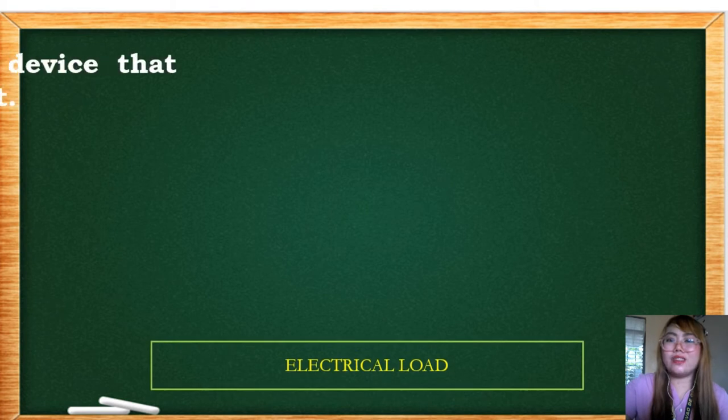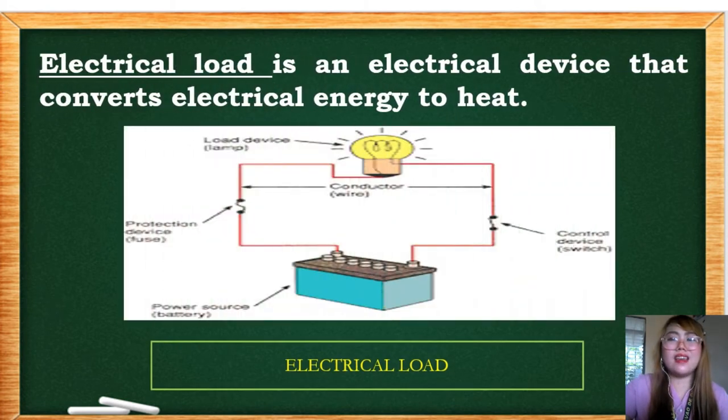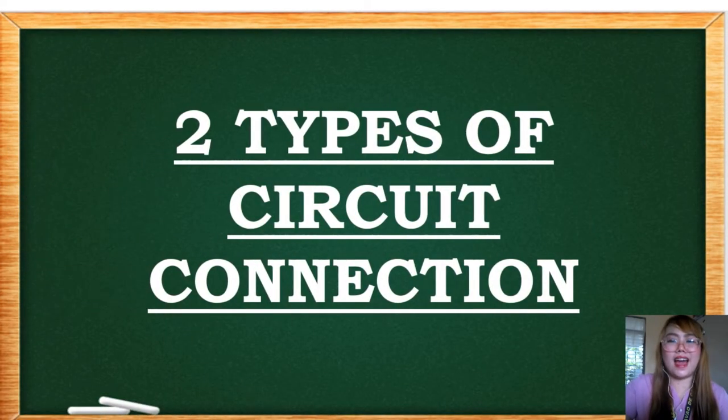While an electrical load is an electrical device that converts electrical energy to heat, like in the case of electric iron, and to light and heat, like in the case of a light bulb. This time, we will now explore the two types of circuit connections. At this point, it is again important to recall that circuit provides a path for electrons to flow. This path can be in a single direction or can be in a branch path.